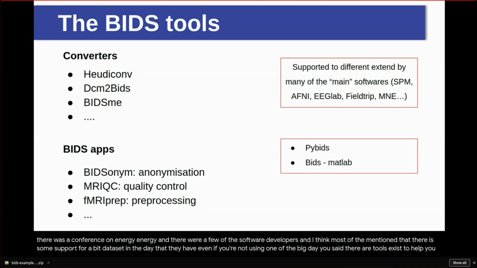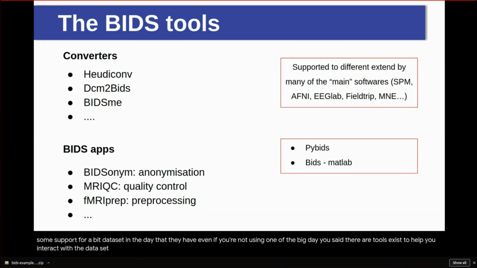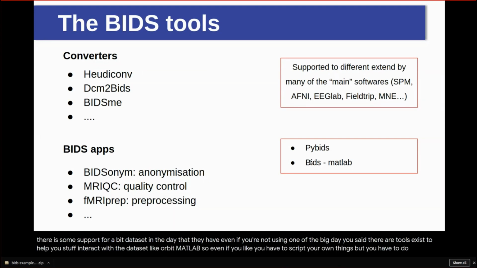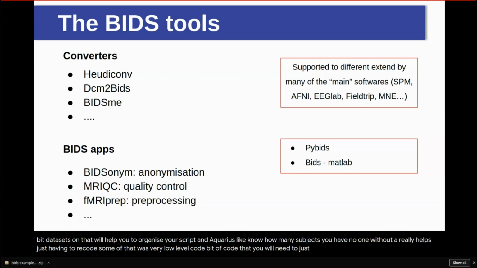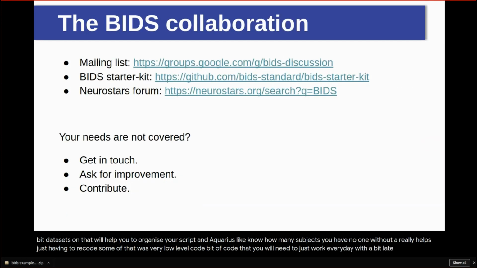And finally, even if you're not using one of the big software packages, there are tools that exist to help you interact with the data set, like pybids or bids-matlab. So even if you have to script your own things, but you have to interact with BIDS data sets, that will help you organize your scripts and queries, like know how many subjects you have, know what modalities. It really helps save you time not having to recode those very low-level bits of code that you would need to work every day with a BIDS data set.